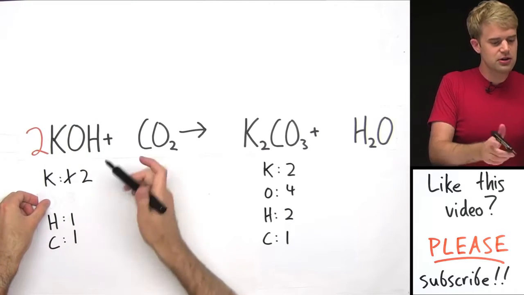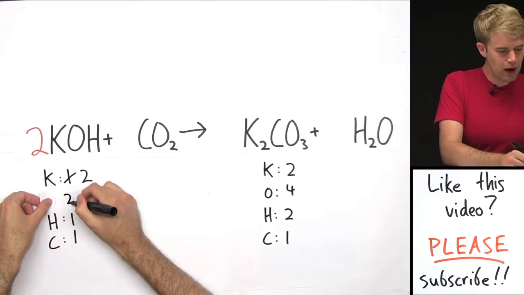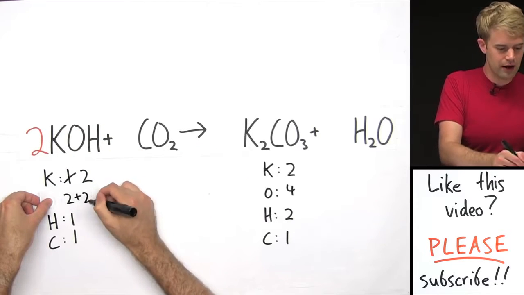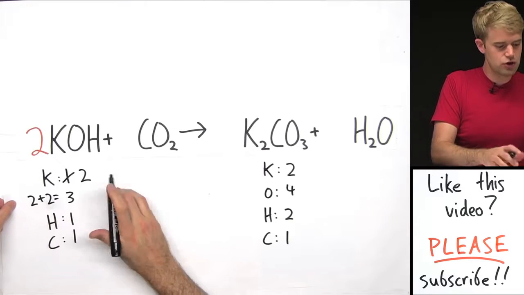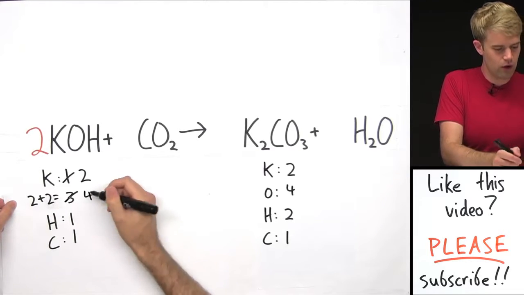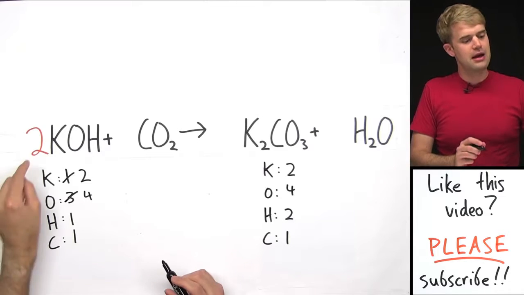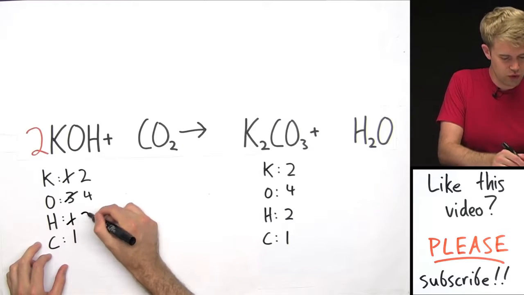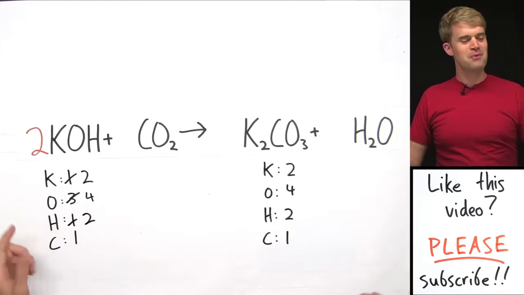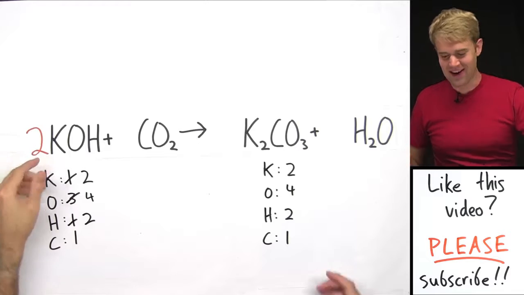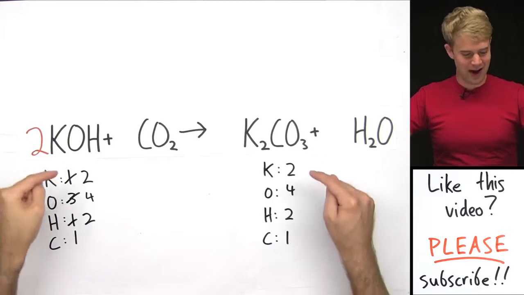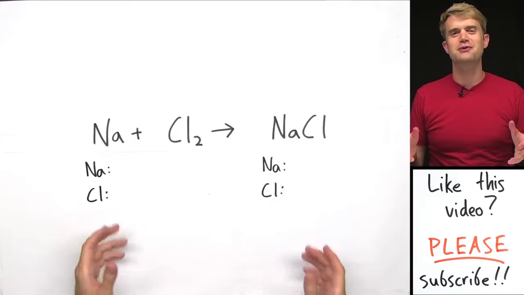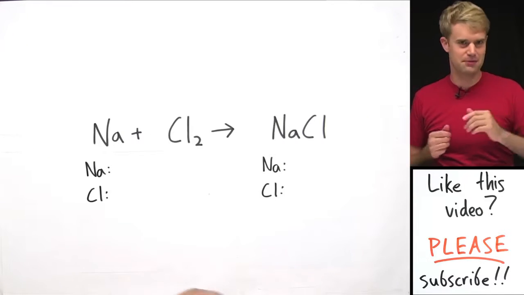Now for oxygens, let's look at how it's going to change that. Now I'm going to have 2 oxygens, because 2 times that, plus the 2 that I have over there in CO2. So I'm going to have 2 plus 2, which gives me 4. So I've got 4 oxygens. And in terms of hydrogen, now I'm going to have 2 times 1 hydrogen, so I'm going to get 2 hydrogens. And check it out. Putting this 2 here changed everything. So now I've got 2, 4, 2, 1. It all balances. Now we're going to start doing some equations that require more than one step to balance.